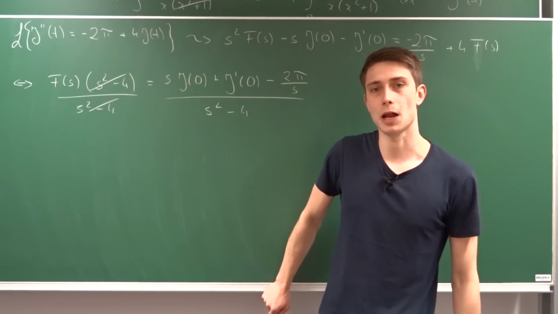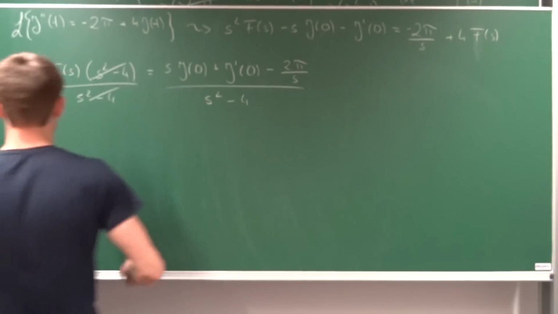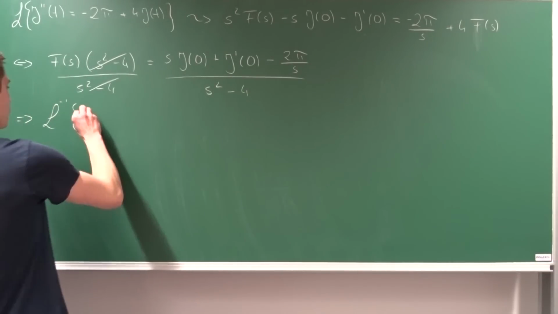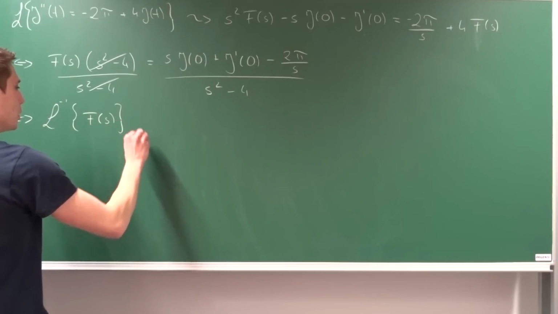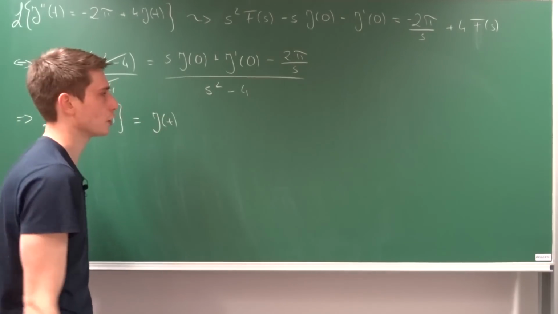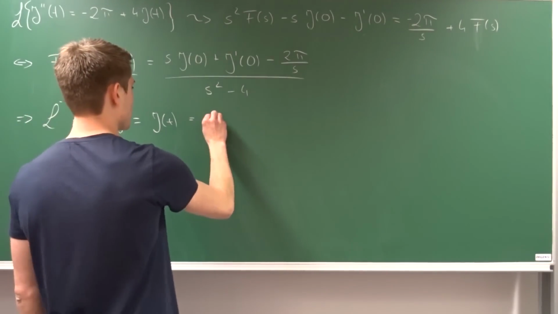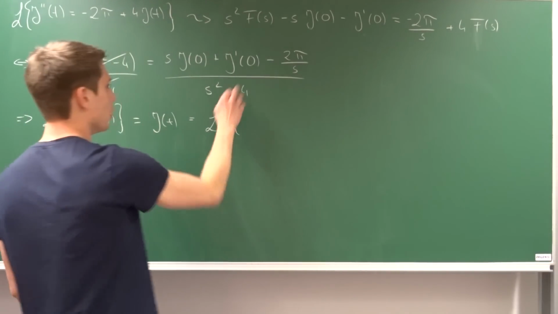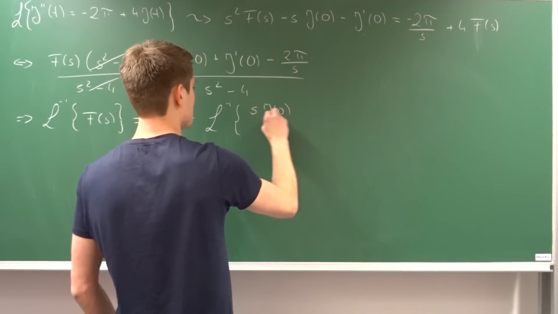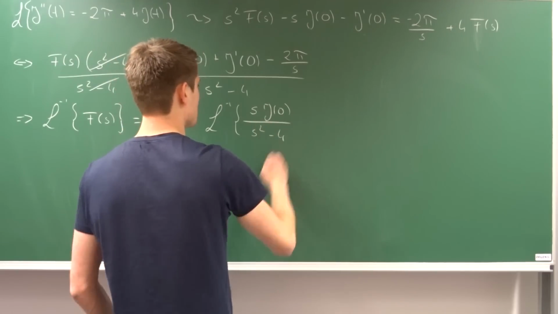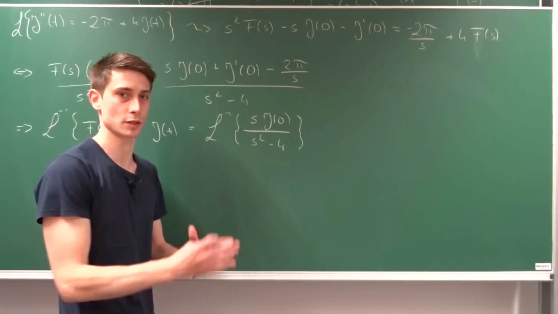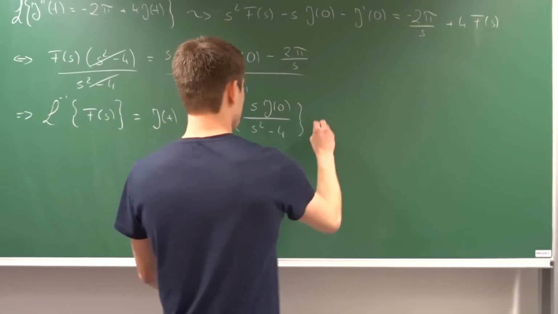And now we are going to apply the inverse Laplace transform to both sides. So that means the inverse Laplace transform of F in terms of s will give us J in terms of t, which is our solution to the differential equation. And this is now just the inverse Laplace transform of this whole chunk right here. So at first we are getting s J of 0 over s squared minus 4. So this is the first part, and we can use the linearity of the inverse Laplace transform to break everything up. That's quite a lot of work.